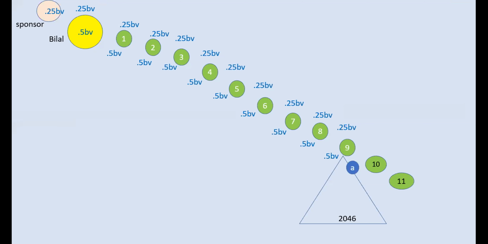Mr. Bilal, yes. What do you mean with that 5 BB? What does that mean? 10% for each level. A will share 10% of 5% of 10 BB. 5% of 10 BB for one level is 0.5 BB.